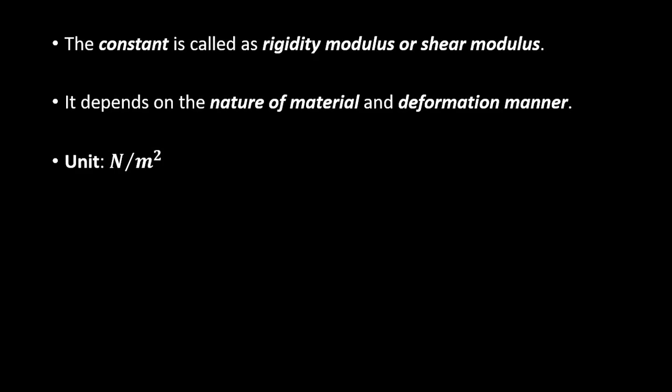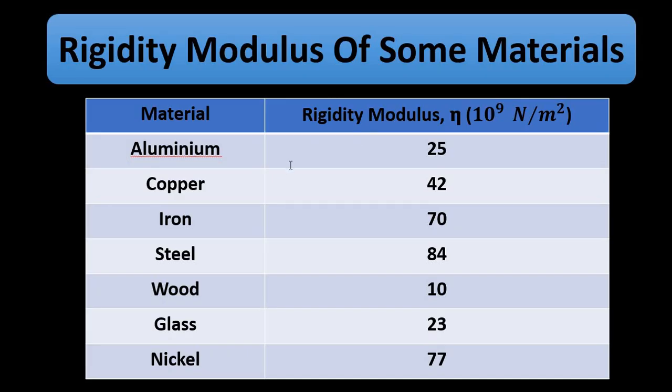Here are some commonly used materials with their rigidity modulus values, in terms of 10 to the power 9 Newton per meter square. Aluminium is 25, that is 25 into 10 to the power 9 Newton per meter square. Copper is 42. Iron is 70. Steel is 84. Wood is 10. Glass is 23. And we have nickel, which is 77. Again, these are rough approximate values. There will be some margin of error, some plus minus.